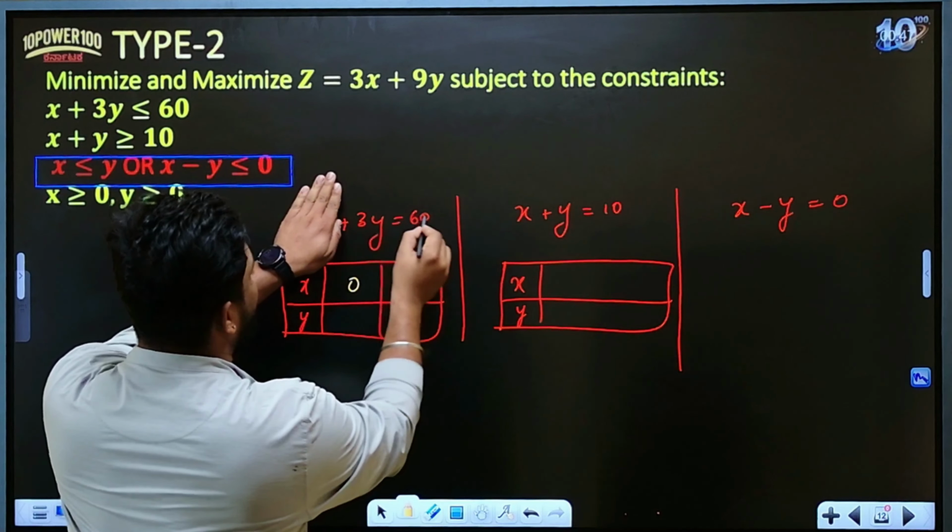Now while finding the coordinates for this line, you have to be very careful. You get confusion here, so please don't get confused.